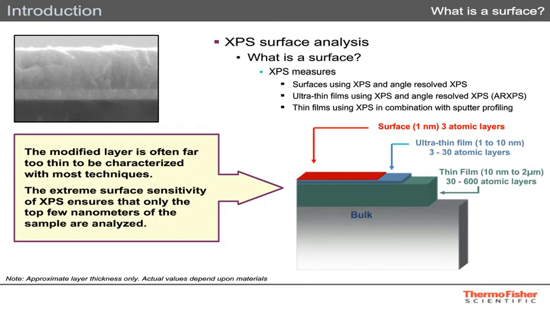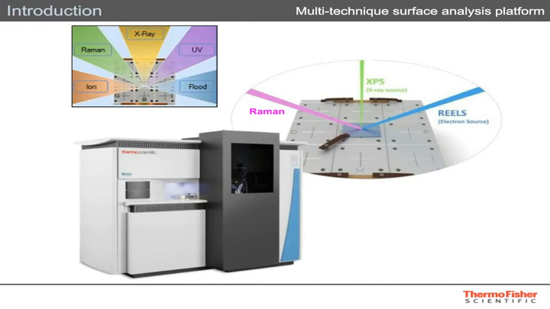This slide shows a Thermo Scientific Nexsa surface analysis system. The base system is a high-performance XPS instrument, but can also be configured with up to 4 additional techniques for multimodal analysis. As shown in the schematic diagram in the middle of the slide, each technique is set up to analyze the same point of the sample.